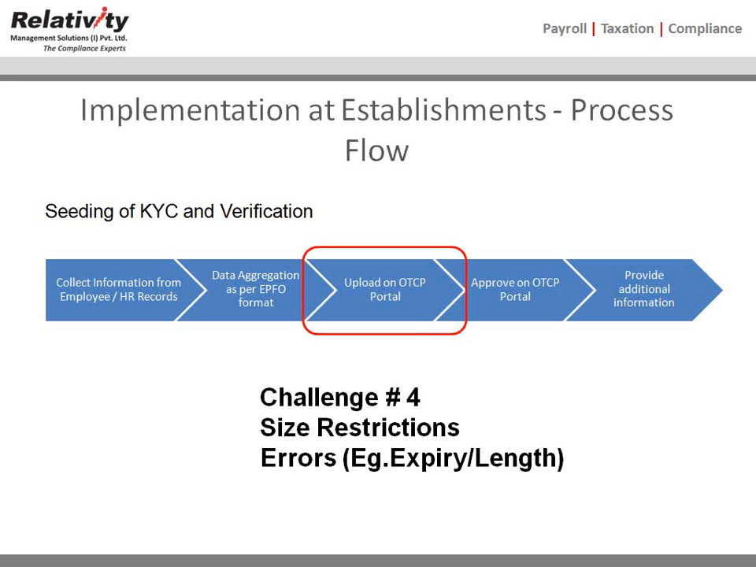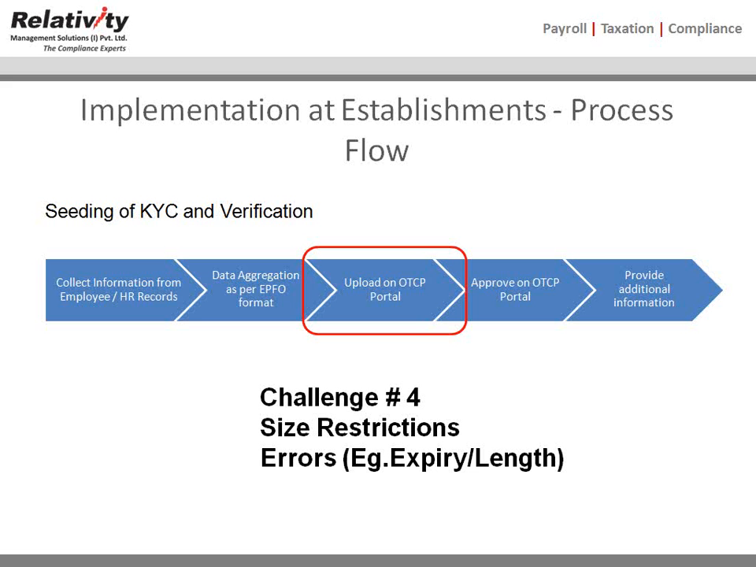Another challenge is errors. There are some validations that are going to happen based on the data we upload. If we have selected PAN number, then the EPFO site is going to check whether it is a structurally valid PAN or not. Structurally valid PAN means, first, it should be 10 alphanumeric characters in size.